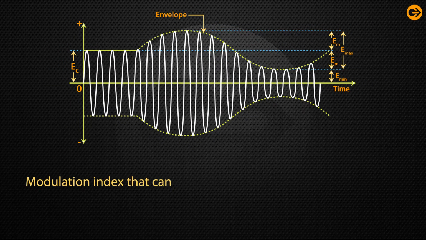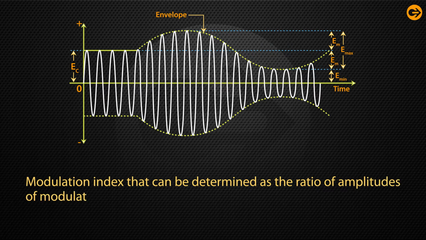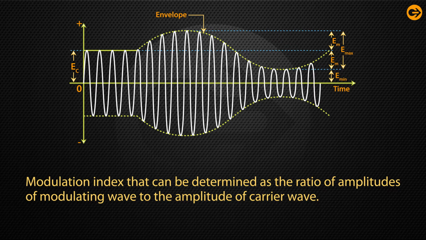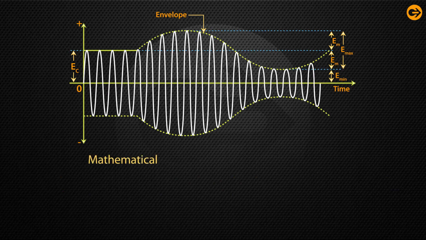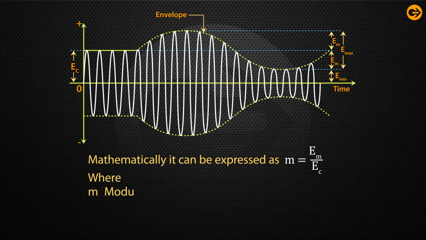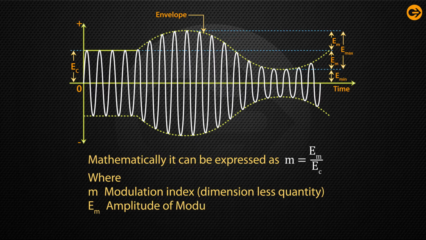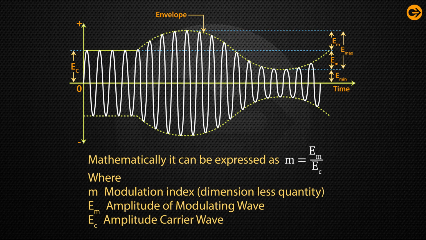Modulation index can be determined as the ratio of the amplitude of the modulating wave to the amplitude of the carrier wave. Mathematically, it can be expressed as M = Em/Ec, where M is the modulation index, which is a dimensionless quantity, Em is the amplitude of the modulating wave, and Ec is the amplitude of the carrier wave.